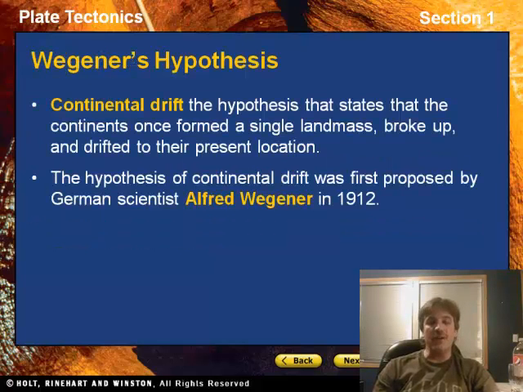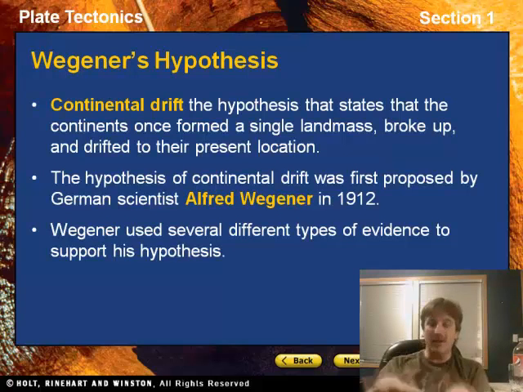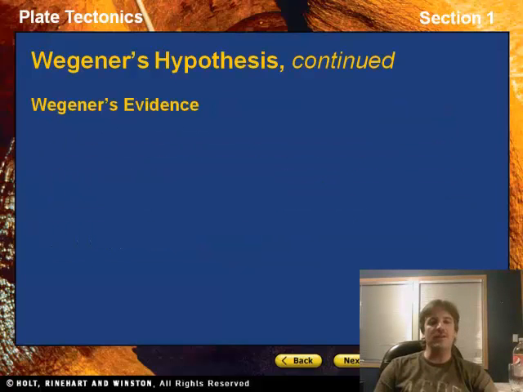Wegener's hypothesis was that the continents were once one big landmass called Pangaea. That landmass broke apart and drifted to their present location. So his idea was that the continents just kind of drifted along the ocean floor. They're not drifting in the water, but they're drifting on that ocean floor. Not a bad idea. It was first proposed by Wegener in 1912, and he had a bunch of evidence to support this. It wasn't just that he said, "Oh, this will work," and then came up with it. He had some stuff.